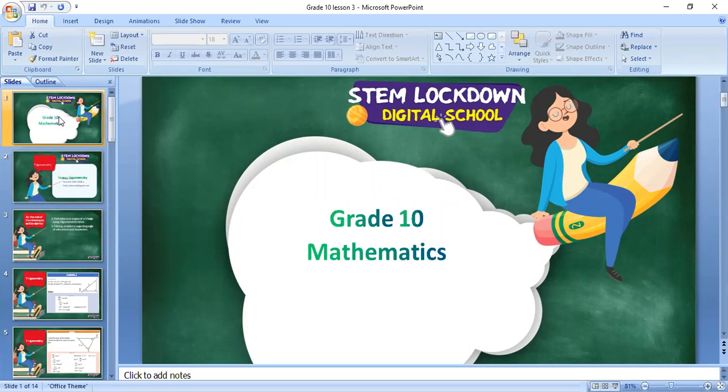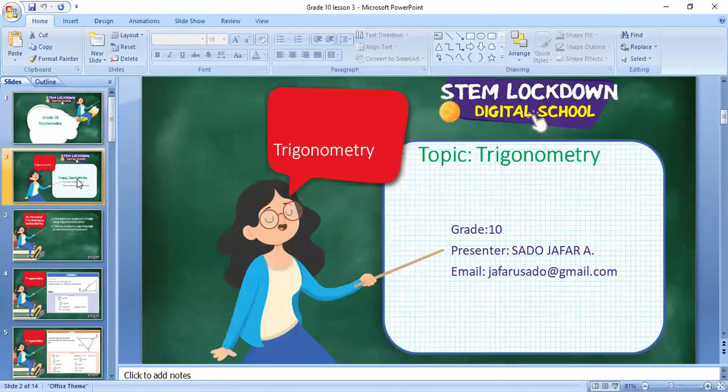We're going to carry on with our mathematics, and then we'll carry on with our trigonometry class as we started yesterday and the day before. So we carry on from there. We looked at trigonometry and the trigonometric ratios. So today we carry on from there. My name is Jafaru Abdullahi Sado, and we carry on with our trigonometry class.